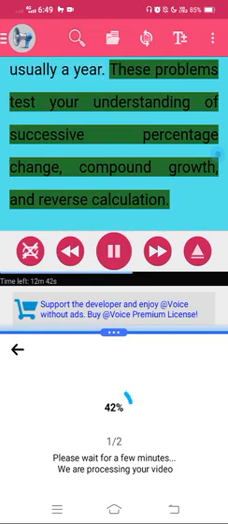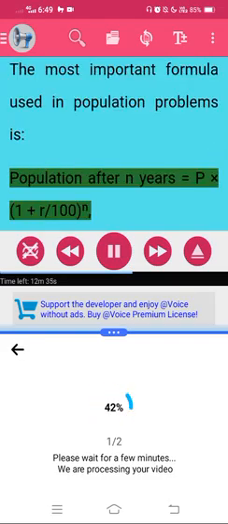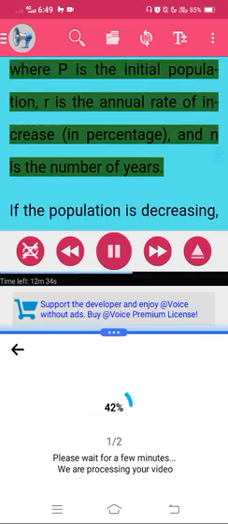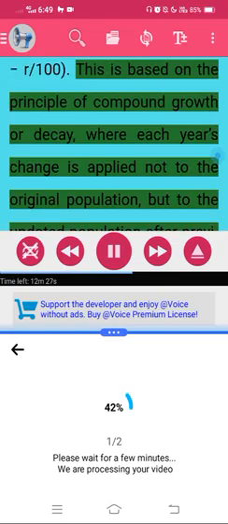These problems test your understanding of successive percentage change, compound growth, and reverse calculation. The most important formula used in population problems is: population after n years equals P times (1 plus r/100) to the power of n, where P is the initial population, r is the annual rate of increase in percentage, and n is the number of years. If the population is decreasing, we replace 1 plus r/100 with 1 minus r/100. This is based on the principle of compound growth or decay, where each year's change is applied not to the original population, but to the updated population after previous years.